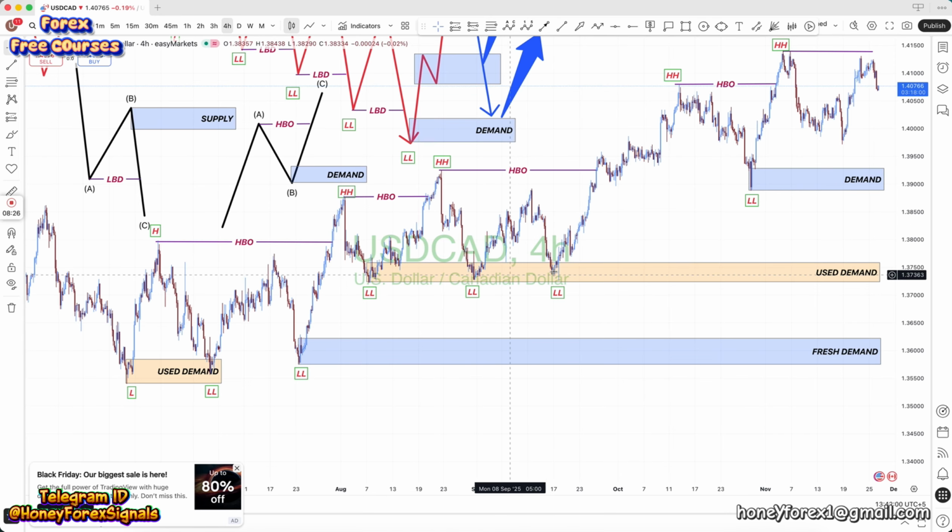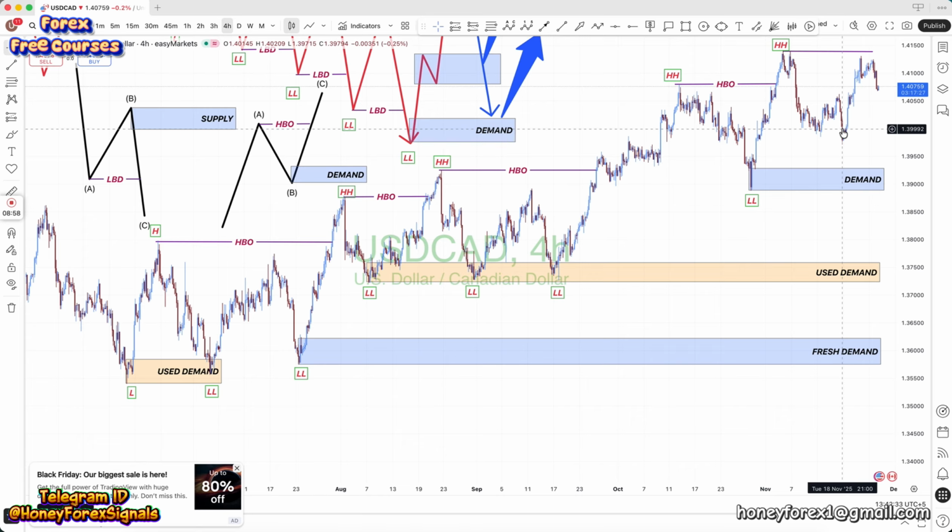But see, this demand zone is already retested. We have this demand only if USD CAD. I will directly target a win this. Market again breaks out this high, so this is our valid demand zone. If market breaks out this high, so this was our valid demand zone.